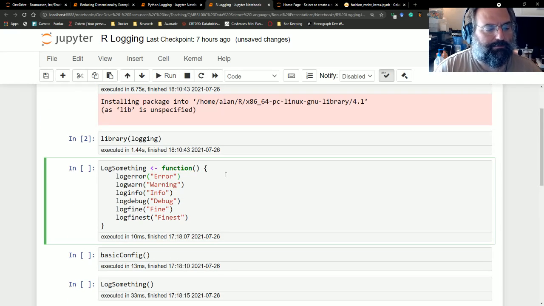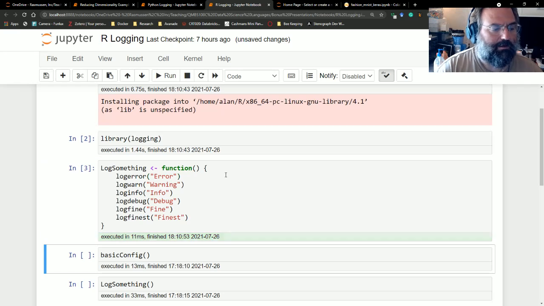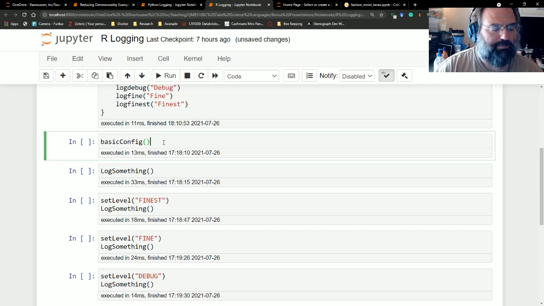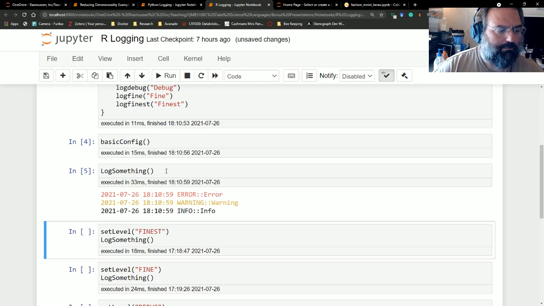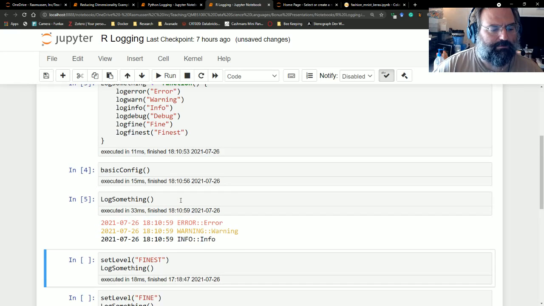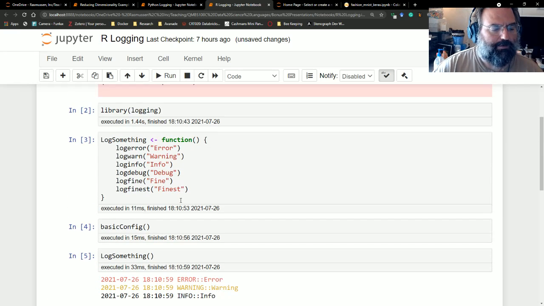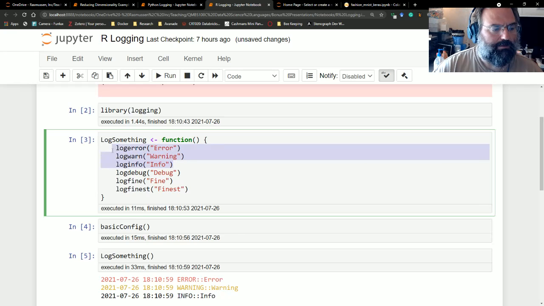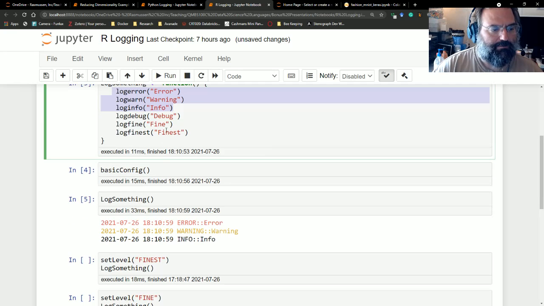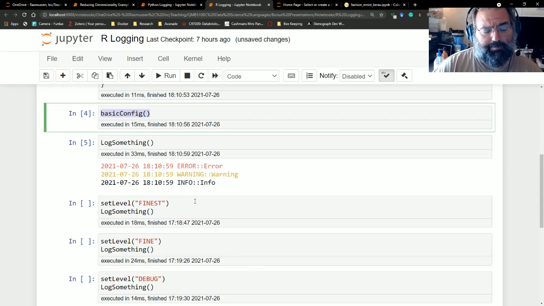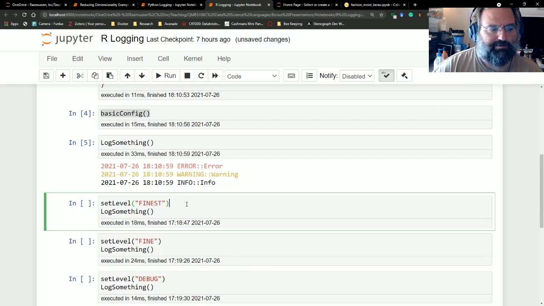Here I do something similar. I'm setting up a function that's going to do some logging. I make a call to basic config just to make sure everything's in the right state. I do some logging, and you can tell it defaults here to info and above, right? So we're getting these, not getting debug, fine, and finest. Probably that's what basic config is doing. Probably not a bad place for most things to start. That's where you're likely going to start.